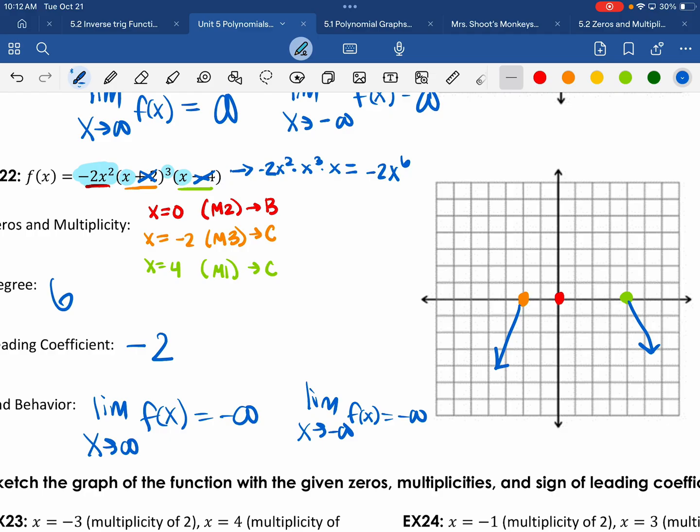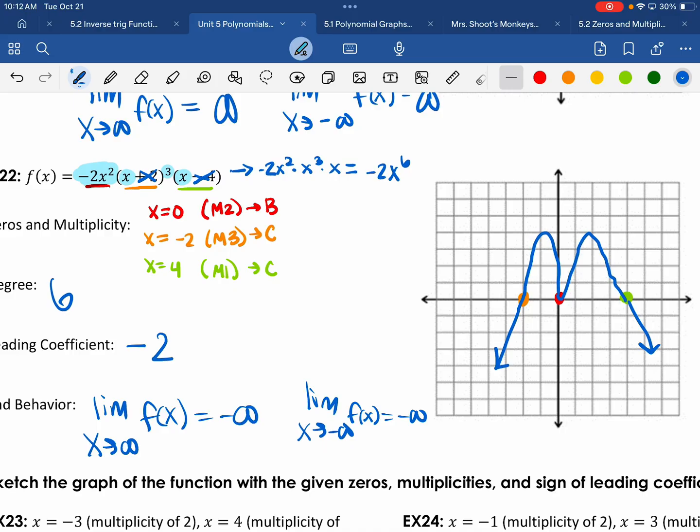All right, at -2, the orange dot, am I going to cross or am I going to bounce? You're going to cross. Cross, and then I'm going to go down to the red dot here at 0. What's happening at 0? I'm bouncing, so I'm going to hit it and bounce off. And then I should meet up with the green dot, which it should be crossing.